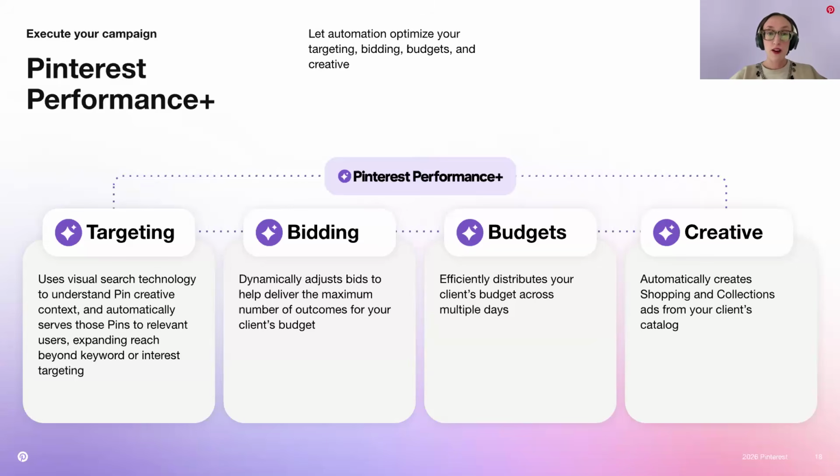The second one is bidding. Our system will dynamically adjust your bids in real time to help deliver the best results and outcomes on the platform. So you're not needing to go in every day and change your bids. The third is budgets. So we efficiently distribute your budget across multiple days during the life cycle that you set. So you set the dates, we deliver the budget. And finally, fourth, creative. Like I had mentioned, we actually improve your creative and automatically create shopping and collection ads directly from your product catalog. This saves you a lot of creative production time and uses a lot of our AI and automation tooling to improve the delivery to get to the right consumer.